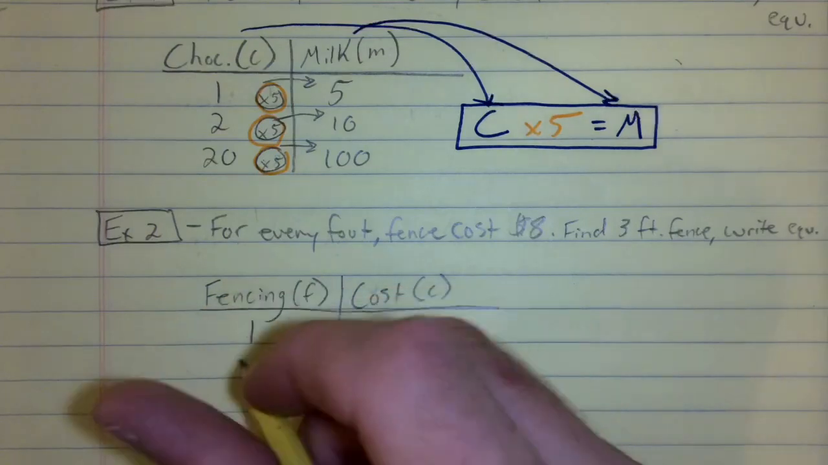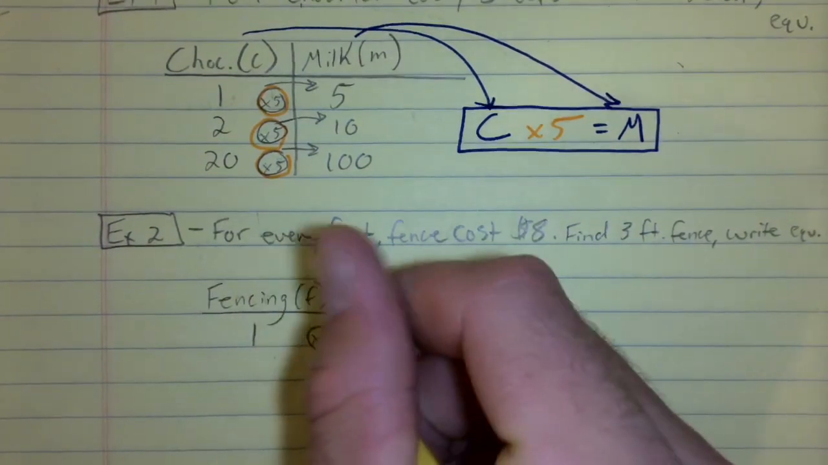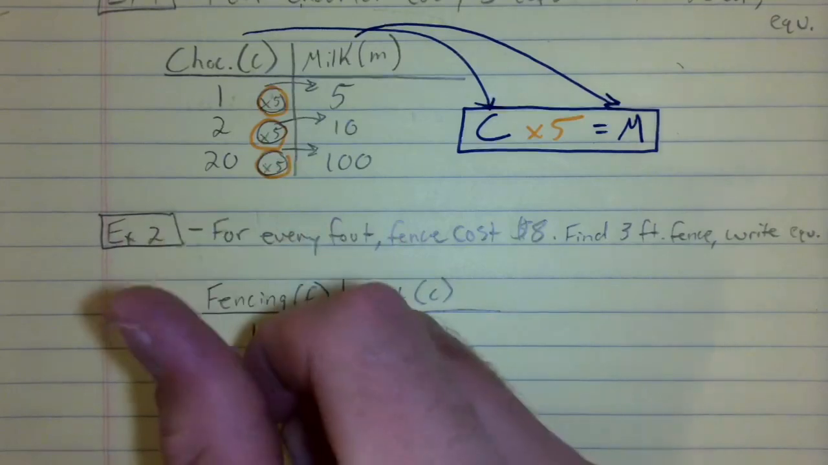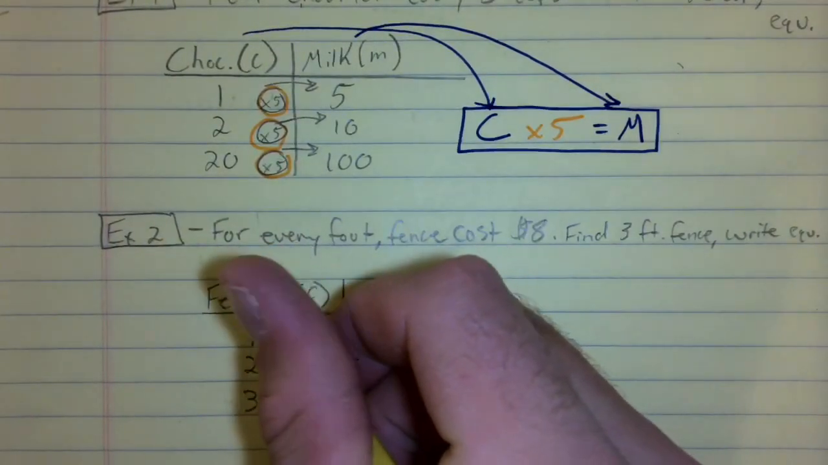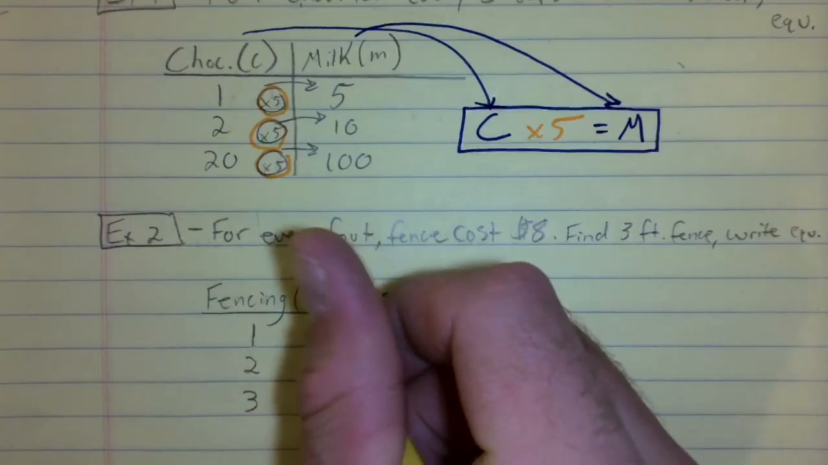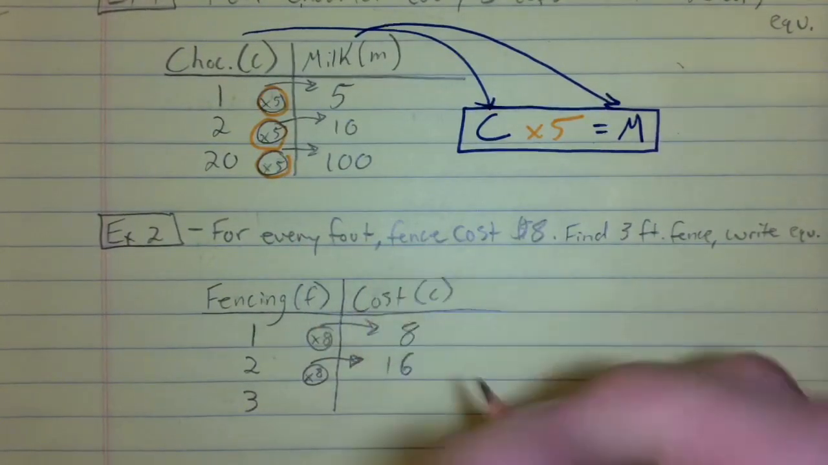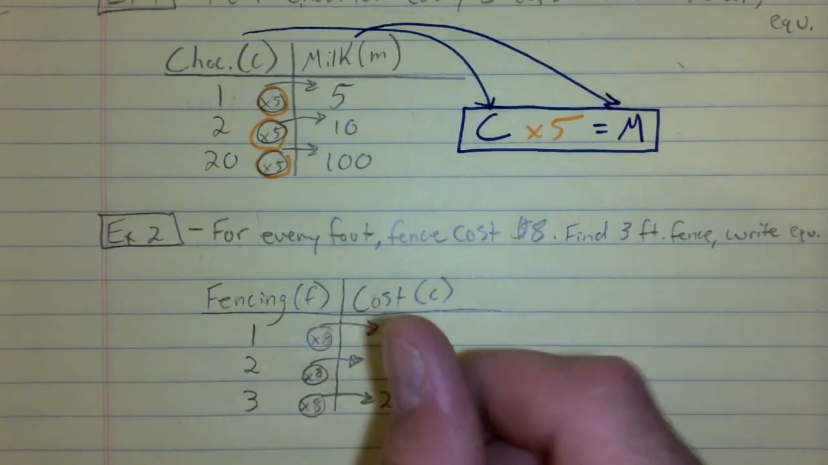And then how do we get from 1 to 8? Well, we just multiply times 8. 1 times 8 will give you 8. And then also plug in, we'll find 2 and 3 foot of fencing. So step 2 says continue with that multiply to find your relationship. 2 times 8 is 16, and 3 times 8 is $24.